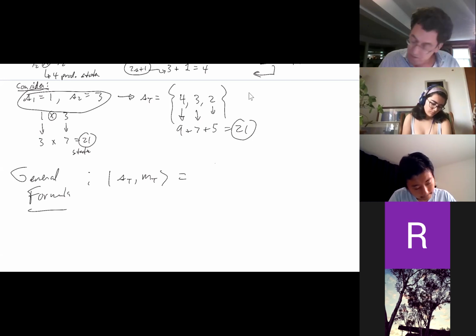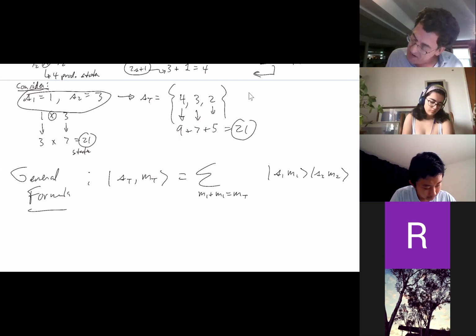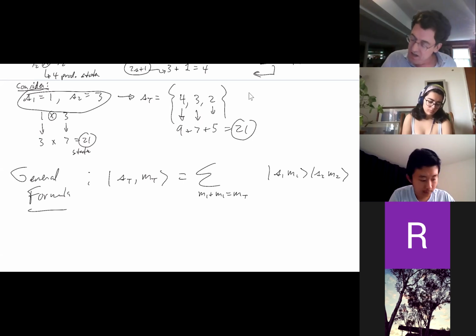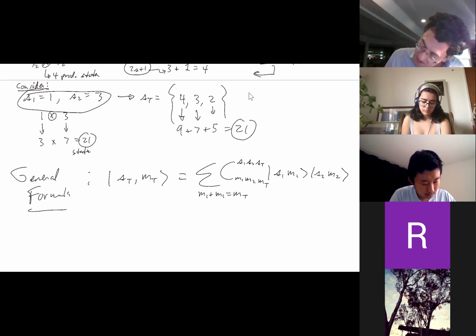So I add up all the product states, S1, M1, S2, M2, but what is the weight of the different product states? To get that weighting, there's a constant here that we need to know. And that constant is going to depend on S1, S2, S total, and it's also going to depend on M1, M2, and M total. And this is what we derived today.